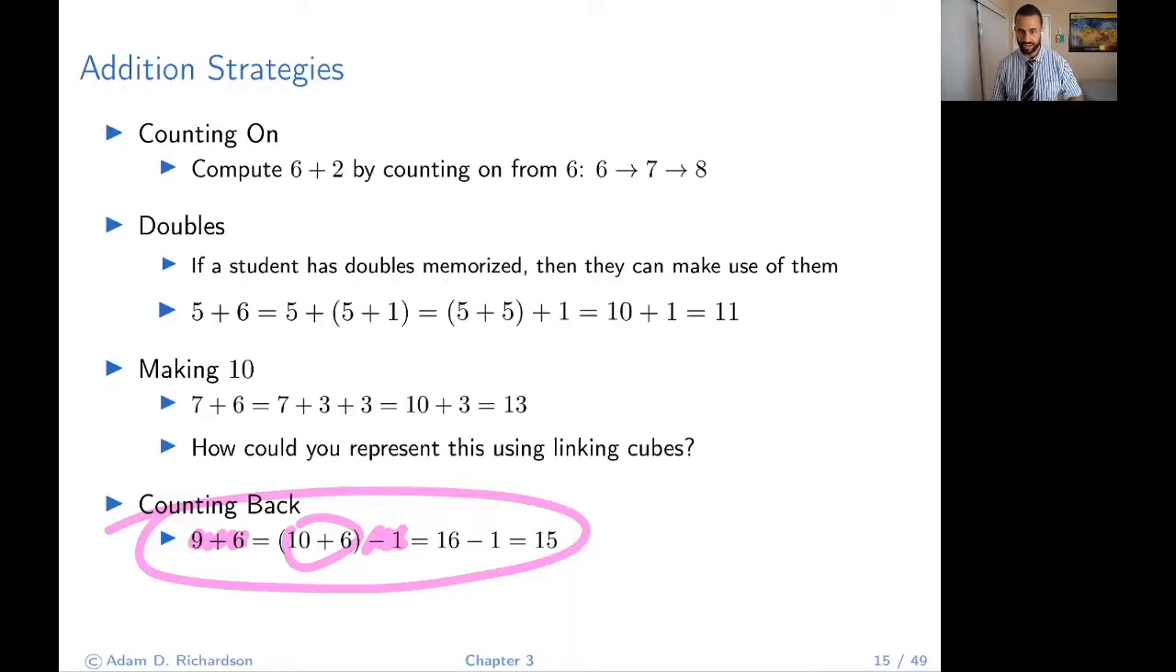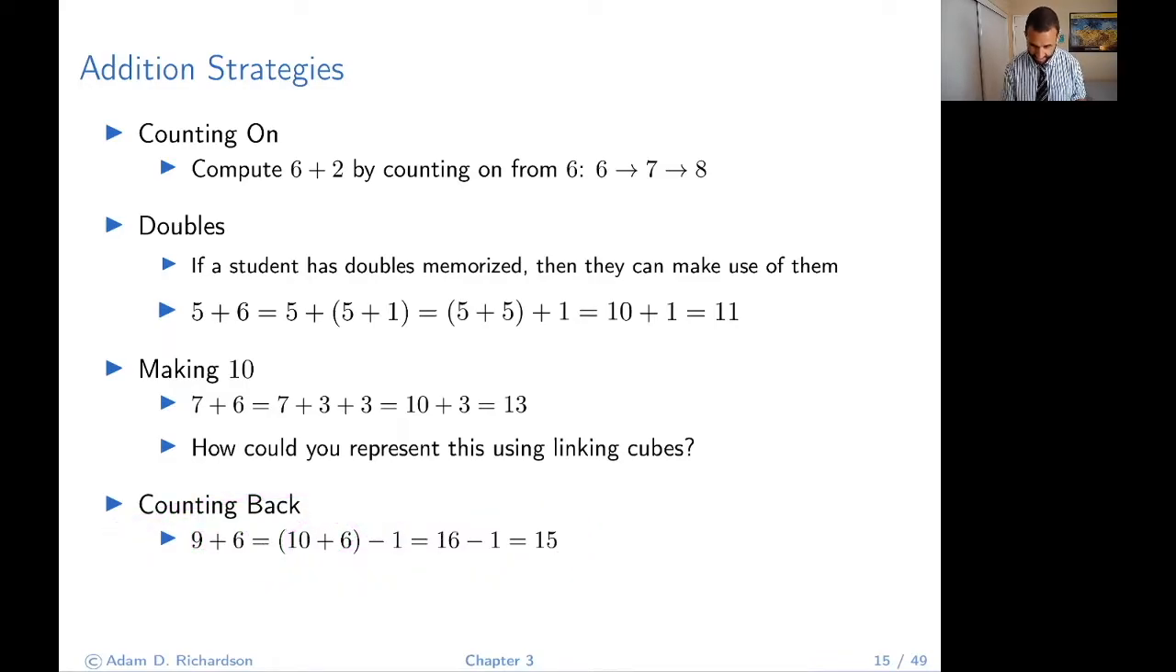Oh, forgot to transition back. Sorry, go back here. Let me try this again. 9 plus 6. 9 plus 6 right here. Too hard to do? Change it to 10 plus 6. But then remember that you've got to take away that extra 1 that you added. So then you end up with 16, take away 1, and that's 15.